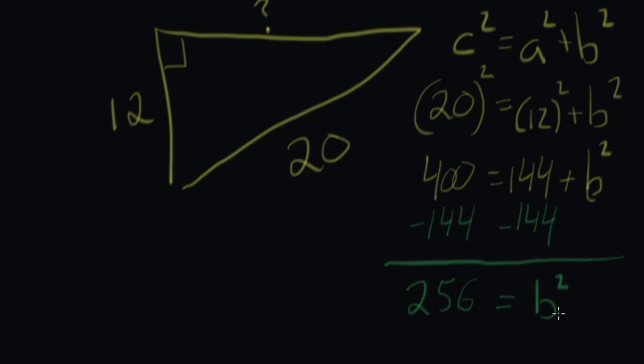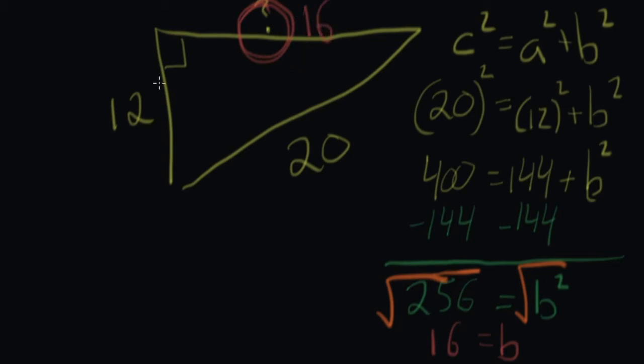Okay, so how do I get b all by itself? Because we're solving for b, we're not solving for b squared. So I'm going to just square root both sides. And you might know the square root of 256, of course, is going to be 16. So 16 is equal to b. So this side up here is 16. And that would make this a perfect triple. Okay, so that's kind of the idea there.